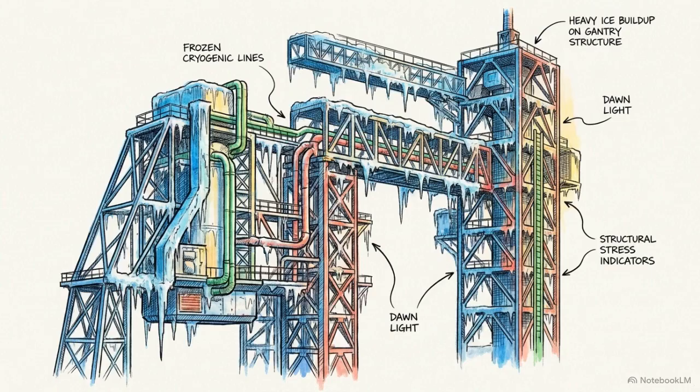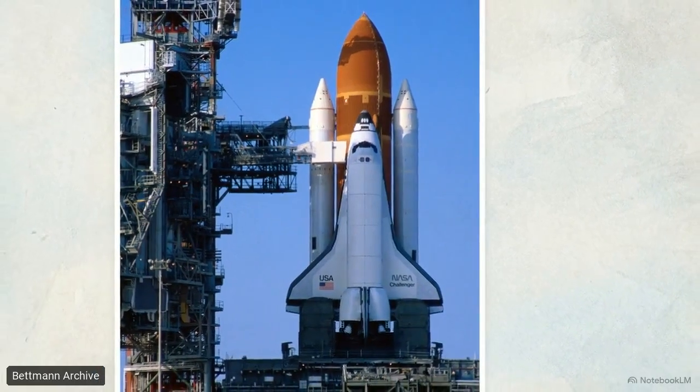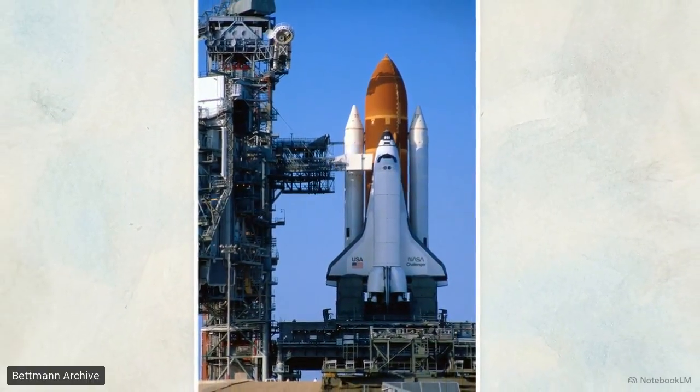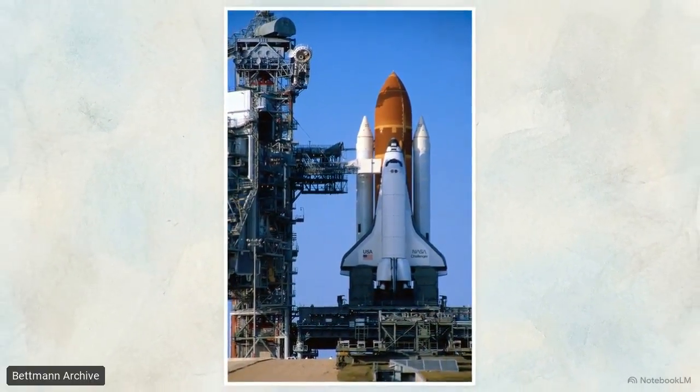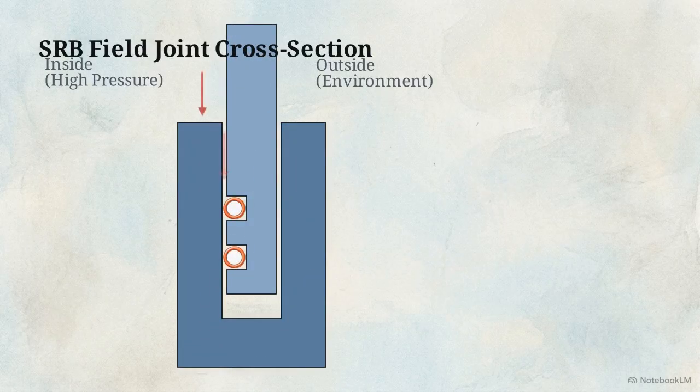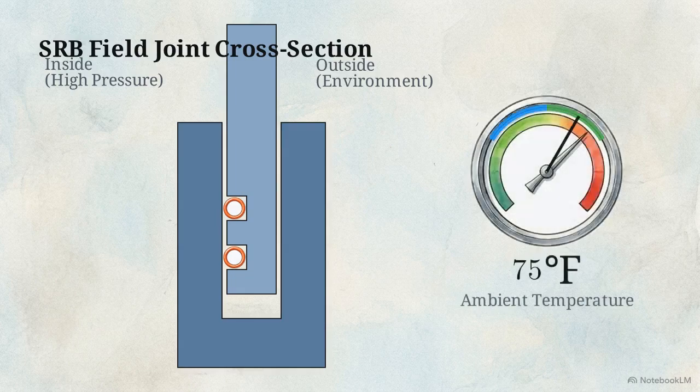We see a stark violation of this on the morning of January 28, 1986, prior to the launch of the Space Shuttle Challenger. The environment at the Kennedy Space Center was unusually harsh, with ambient temperatures at the launch pad dropping below freezing. This cross-section schematic shows the joint of the solid rocket booster. The vital components here are the rubber O-rings, which act as seals to prevent pressurized hot gas from escaping the rocket. Like all materials, this rubber had a defined thermal operating limit.